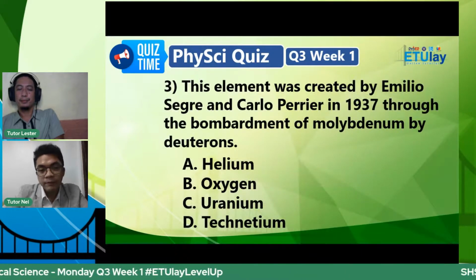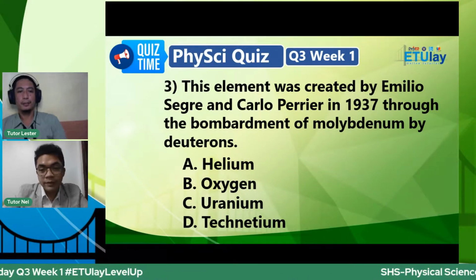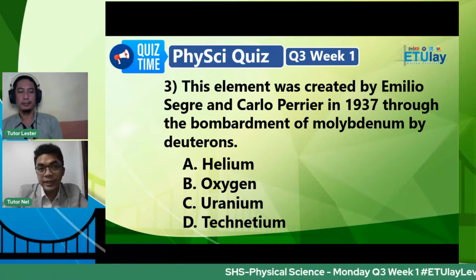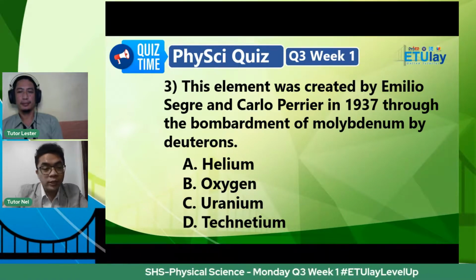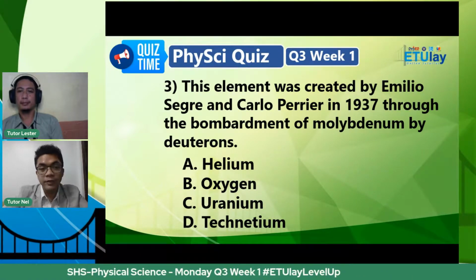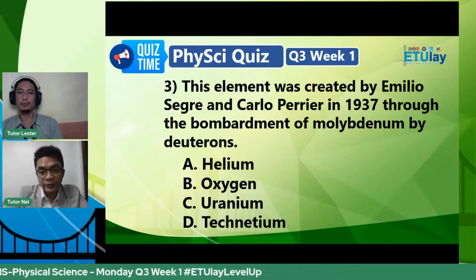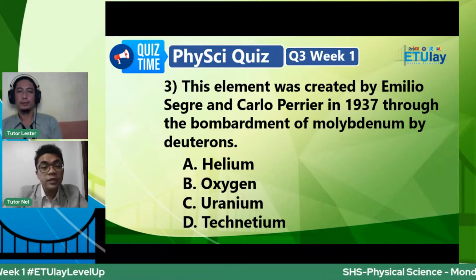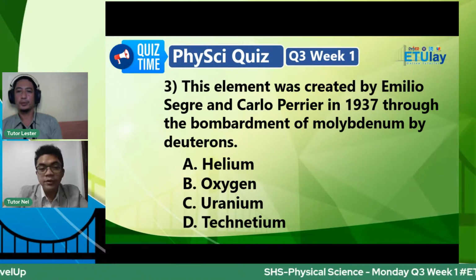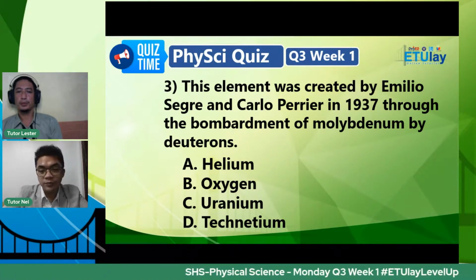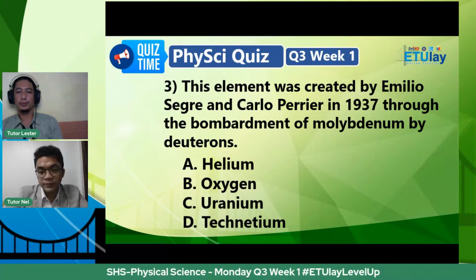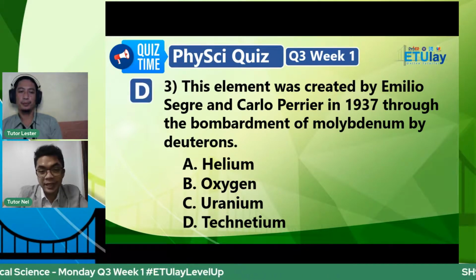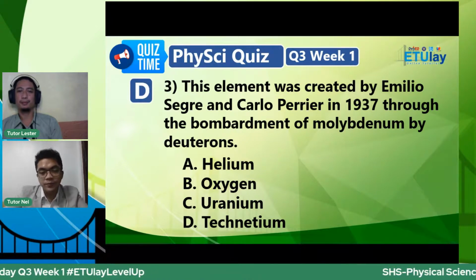Number 3, this element was created by Emilio Segre and Carlo Perrier in 1937 through the bombardment of molybdenum by deuterons. Letter A, helium. B, oxygen. C, uranium. Letter D, technetium. The answer is letter D, technetium.